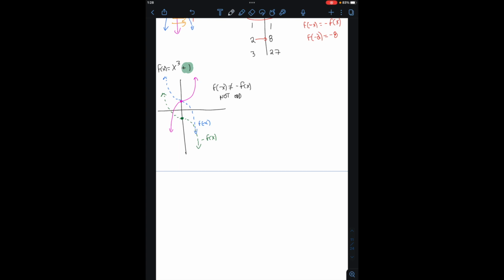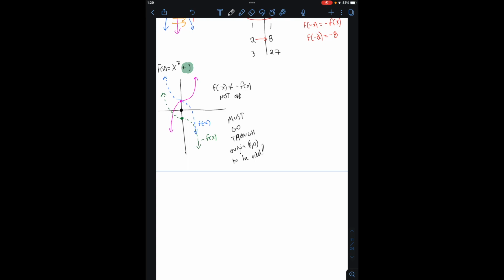Okay, we must go through the origin 0, 0 to be odd. Now the reason we were allowed to shift up and down with the even function is because you're only reflecting across the y-axis, and so if you're on the y-axis, you're good. But if you're reflecting over the y-axis and the x-axis, well, you have to be on both, and that's only possible at the origin.